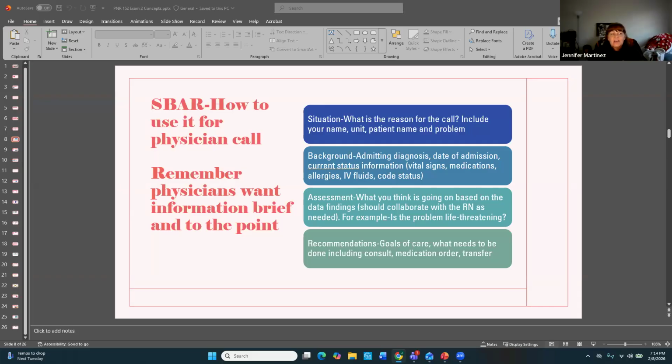So do they need a medication? Do they need another provider, a different provider, to come see them? Do they need to be transferred to a higher level of care?